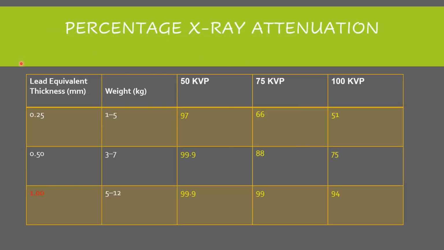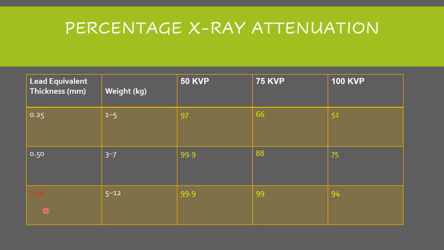Percentage of X-ray attenuation. So, 0.25 millimeters of lead. The weight is 5 kilograms. At 50 kVp, it absorbs 97%, at 75 kVp, 66%, and at 100 kVp, 51%. So again, in fluoro, that's what most aprons are. The weight is 3 to 7 kilograms, almost 100% at 50 kVp. At 75 kVp, it's 88% absorption or attenuation, and at 100 kVp, it attenuates 75% of the beam.